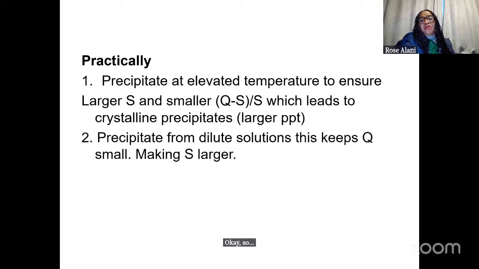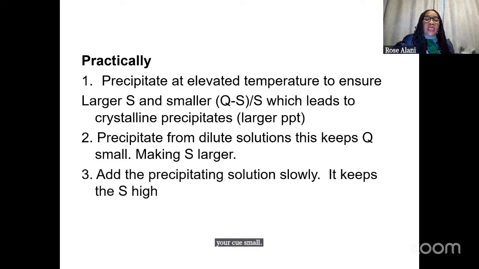precipitate from dilute solutions. So these are the steps you should take to get good precipitates that can be filterable, that are in crystalline form. Precipitate from dilute solution, so that this will keep your Q small. So when your Q is small, this makes your S larger.